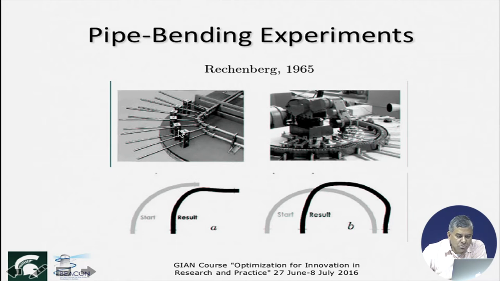Then they had 1, 2, 3, 4, 5, 6. Six places on the bend. So this is a flexible hose pipe they put. Six places they can either pull or push that flexible pipe. So now you will deviate from the circular shape, right? It can be any shape that you can get.